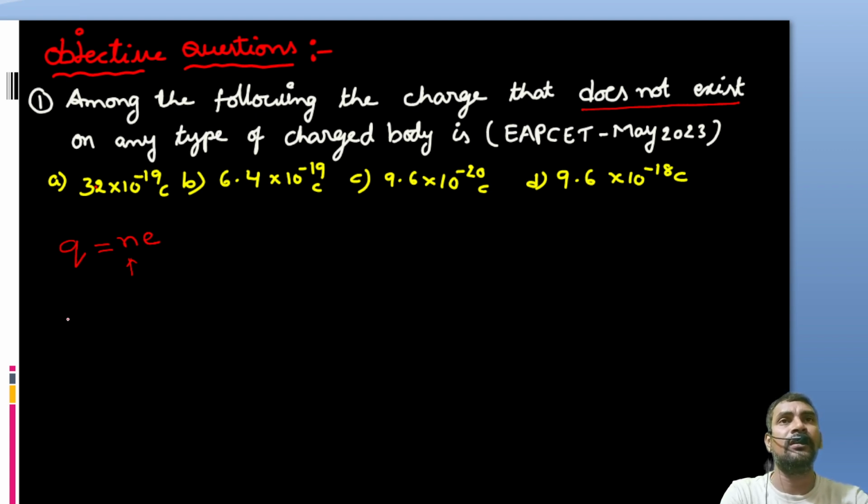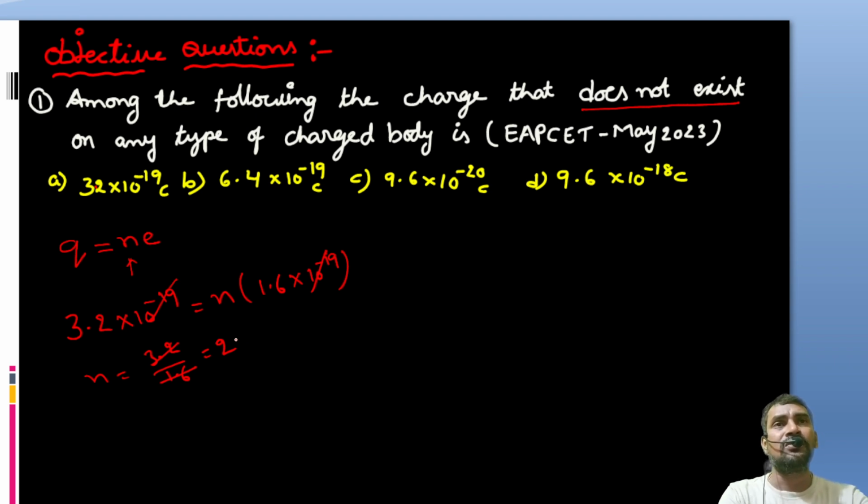First option: the charge is 3.2 into 10 to the power of minus 19, equal to N into E, which is 1.6 into 10 to the power of minus 19. So this minus 19 will cancel. N is equal to 3.2 by 1.6. 1.6 twos are 3.2, so N is 2. This 2 is an integer, so this is possible. So option A is not our answer because it is possible. He is asking which is not possible, does not exist.